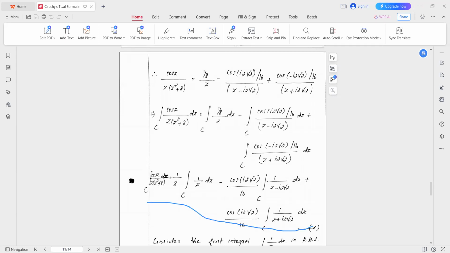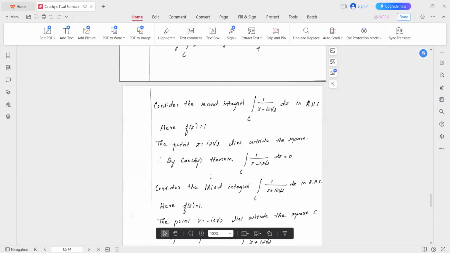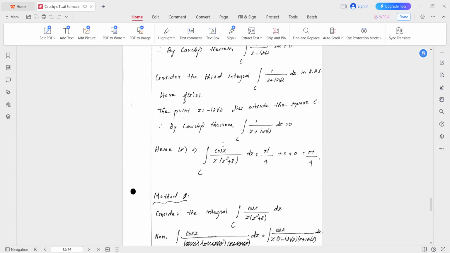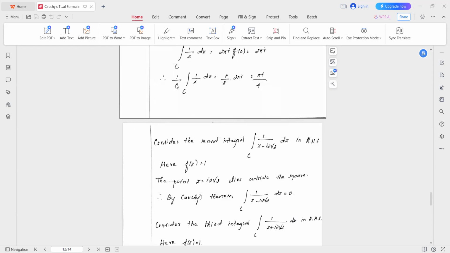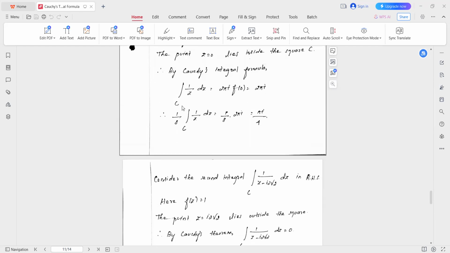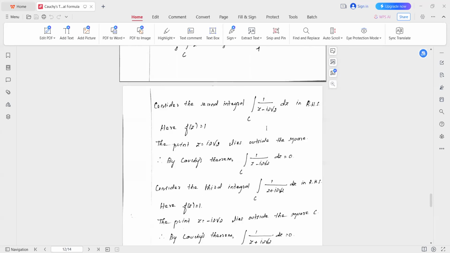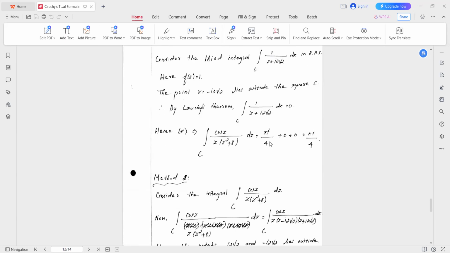So therefore the integral over C of cos z by z into z square plus 8 dz is equal to 1 by 8 into the value of this. Since the integral of this is equal to 0 and the integral of this is equal to 0, these two will get cancelled. The remaining thing we have is the integral over C of cos z divided by z into z square plus 8 is equal to the value of the first integral. Already we have found the value of the first integral, and we multiplied by 1 by 8, which is equal to pi i by 4. So therefore the integral value is pi i by 4.